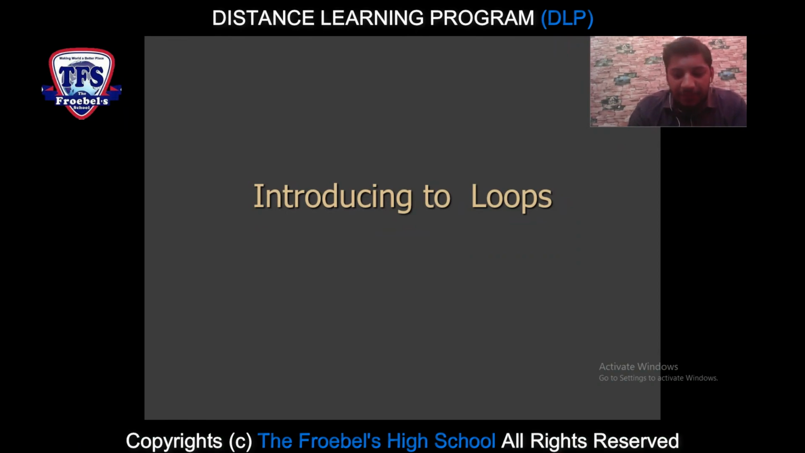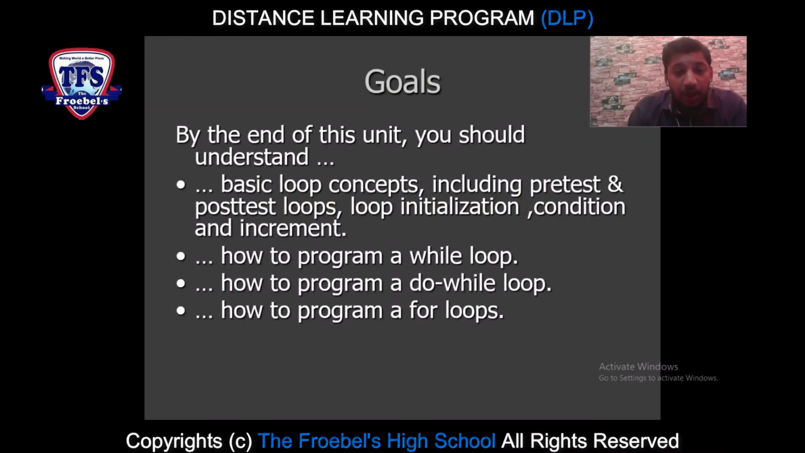Well, now in this part we will discuss the next control structure, that is loops. What will be the goals of this lecture at the end? That you will be able to understand what the loops concept is, what the difference is between pre-test loops and post-test loops, how you initialize the loop, how you use the conditions, and how you use the increment in a loop. We have three loops: a while loop, a do while loop, and a for loop. Do while means a repeat until loop.